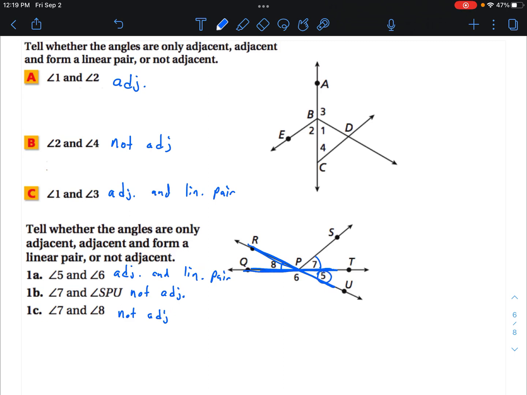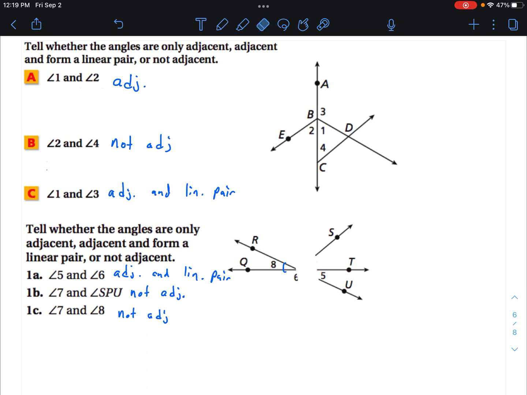In fact, angle 5 and angle 8 would be the vertical angles there. 5 and 8, they would be congruent to each other. They're formed by the two same intersecting lines. 5 and 8 would be a set of vertical angles.